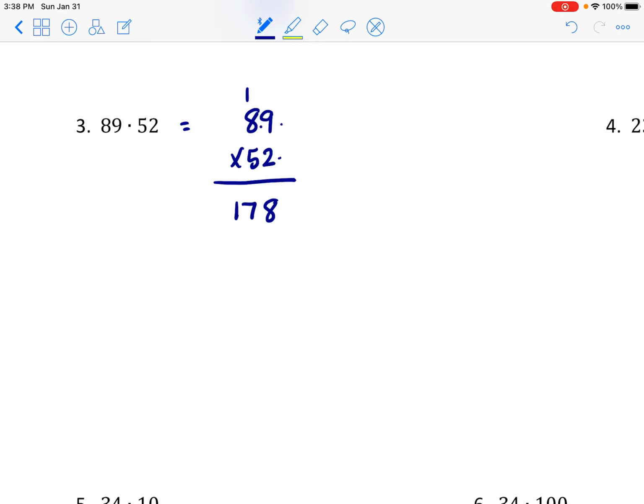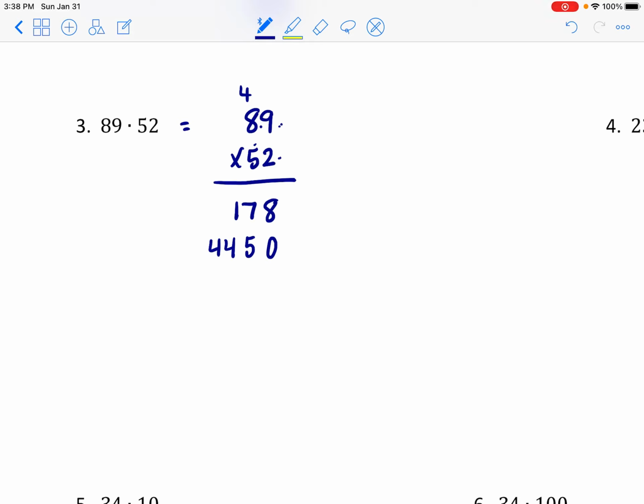And now when we move over to multiply the 5, we're not really multiplying 5, we're multiplying 50. And so we want to put a 0 here to make sure that our result's in the right place value. So we're going to put a 0 to make sure it's 50 there and not 5. And then we're going to multiply 5 times 89. So 5 times 9 is 45. So 5 is going to go here, and we're going to carry the 4. And then 8 times 5 is going to be 40, and 40 plus the 4 is going to make 44.